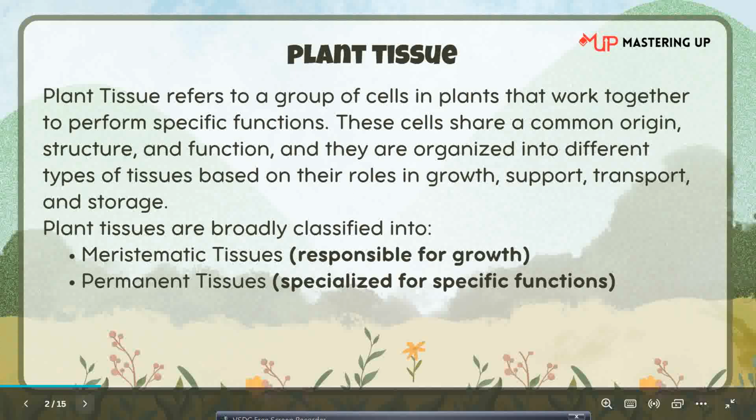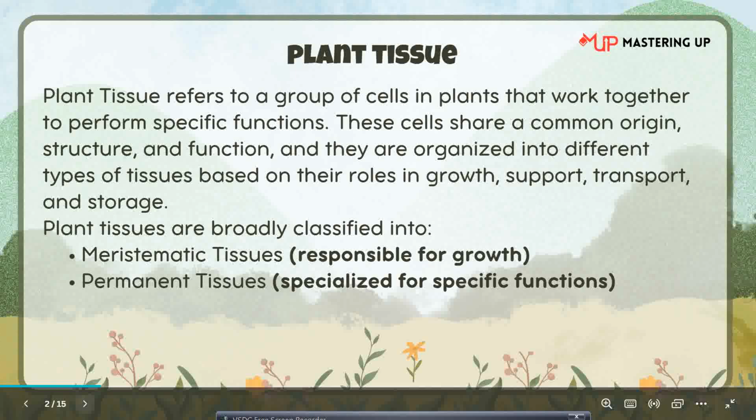So basically, what are tissues? First of all, they are groups of cells that work together to perform specific functions. These cells share a common origin. So the cells forming a tissue should be of common origin, common structure, and they should perform common functions. They are organized into different types of tissues based on their roles in growth, support, transport and storage. About that we will discuss in this class itself.